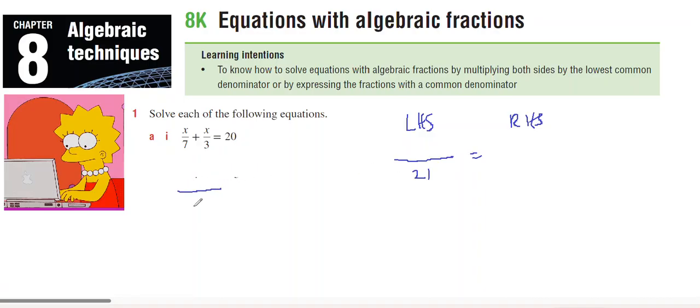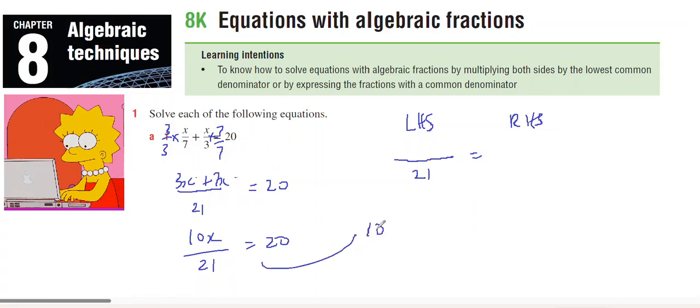So for this to be all on 21, I need to multiply this by 3 on 3, so that becomes 3x, and I need to multiply this by 7 on 7, so that becomes 7x equals 20. 10x on 21 equals 20. 10x equals 20 times 21, but I can see I've got a common factor here of 10 and 20, so I'm not going to multiply that out.